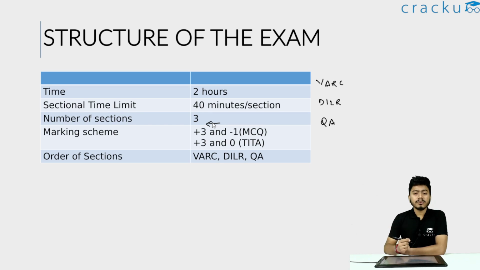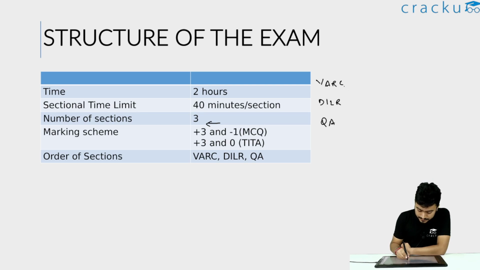For MCQ questions, we are awarded +3 for a right answer and -1 for a wrong answer. For TITA, we are awarded +3 for a right answer and 0 for a wrong answer. Order of the sections, as I mentioned, VARC comes first, followed by DILR and then QA. Now I'll go briefly into each of these 3 sections. I won't go into much detail, that's for you to explore, but for students starting with the preparation, this will be a good introduction.